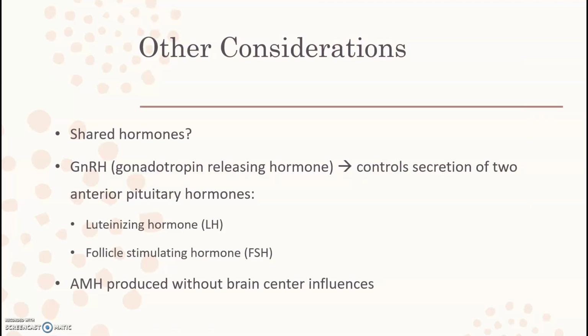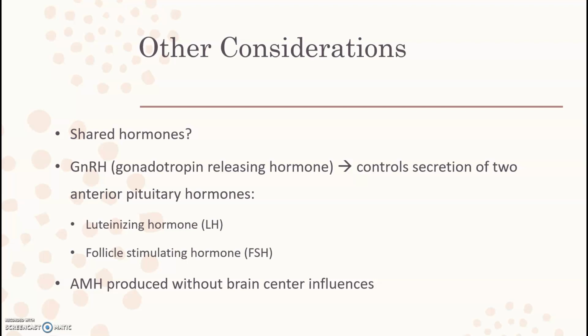So what are some other considerations? This starts to go into a little bit more about reproduction. But I also wanted to point out that some hormones are shared. Actually, a lot of hormones are shared between males and females. Although they're two different sexes, these hormones do have similar roles. And so we have the gonadotropin-releasing hormone, or GnRH. This comes from the hypothalamus, and it controls secretion of two anterior pituitary hormones. These are luteinizing hormone, LH, and follicle-stimulating hormone, FSH. Really important in sex steroid release and gametogenesis.